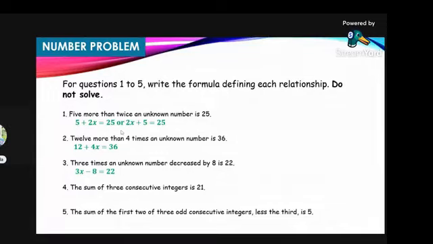Okay, let's have number 4. The sum of 3 consecutive integers is 21. Again, the sum of 3 consecutive integers is 21.